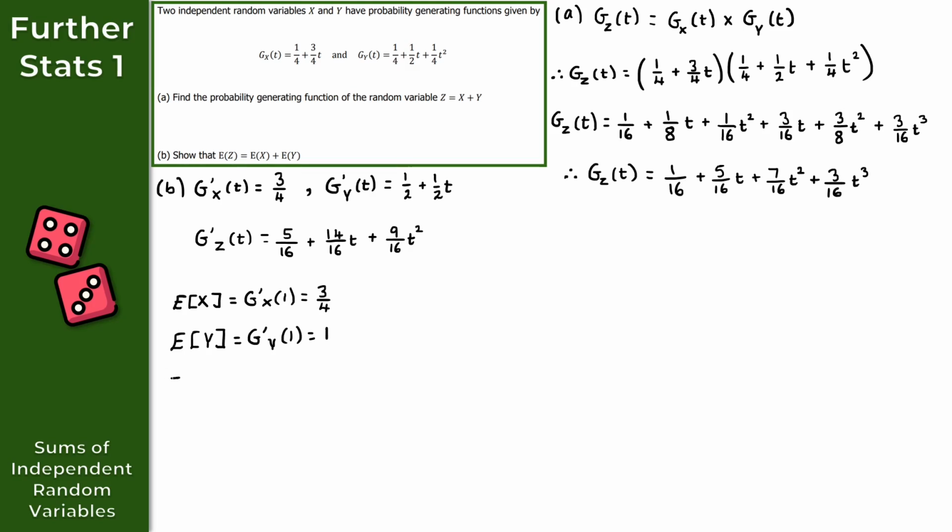And then finally here, for the expectation of z, again, we just evaluate this here at 1. So that's going to be g prime of z here at 1. So that's going to be 5 over 16 plus 14 over 16 plus 9 over 16. Okay, so just evaluate this here using your calculator. And if you do this correctly, then what you should find here is you get 7 over 4. Okay, so we get 7 over 4 there.